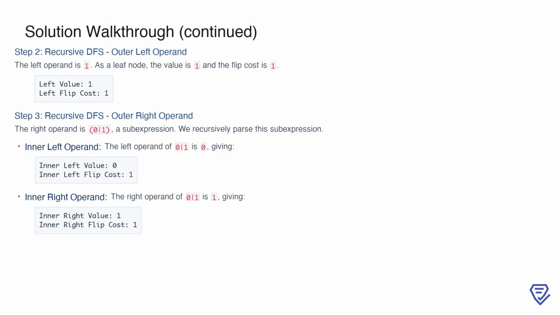Next, we move to the right operand, which is the sub-expression, 0 | 1. To evaluate this, we first analyze its left operand, 0. Being a leaf node, its value is 0, and the cost to flip it to 1 is 1. Similarly, the right operand of 0 | 1 is 1, which also has a flip cost of 1. These evaluations give us the values and flip costs for the inner operands of the sub-expression.